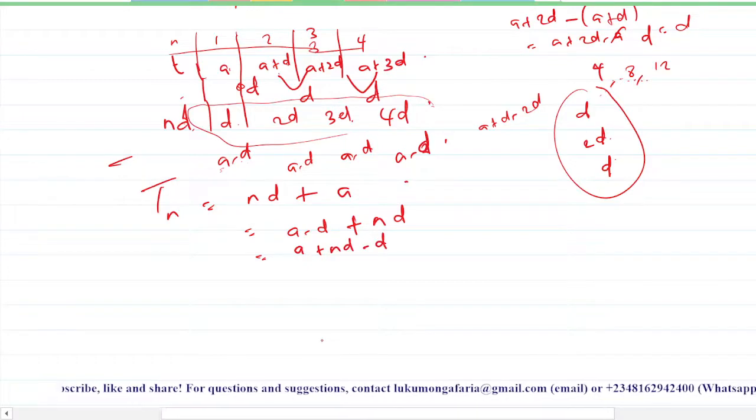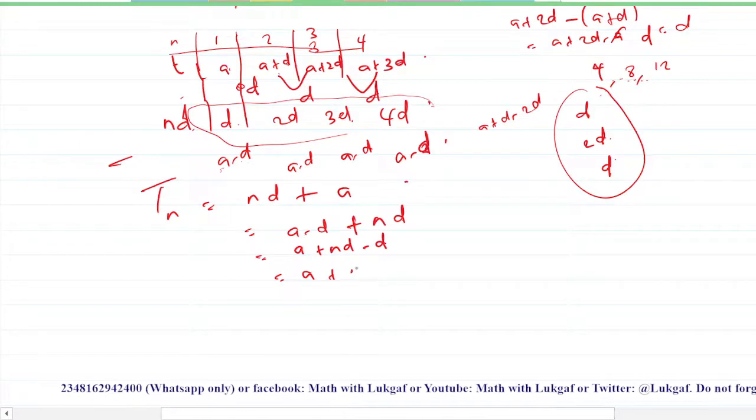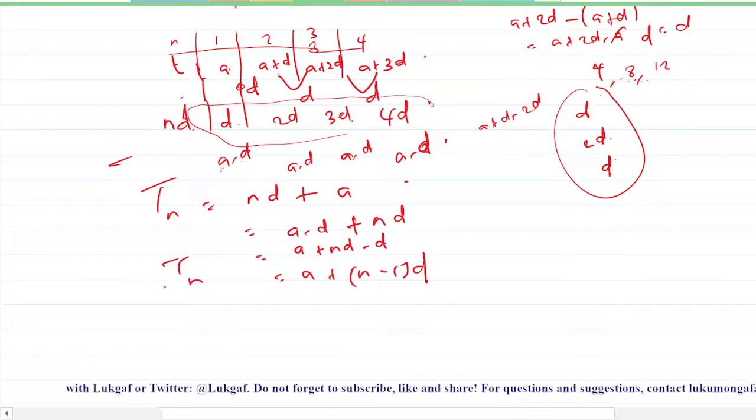I hope I'm communicating. If that is clear, then you will observe that D is common here. You understand now? If you factor D out, what do you have left here? This is N, then this is minus 1. And that's the nth term. That is the general formula for the general form of an arithmetic progression.